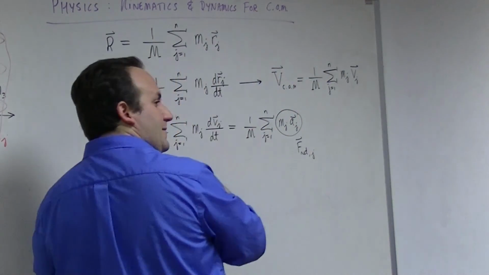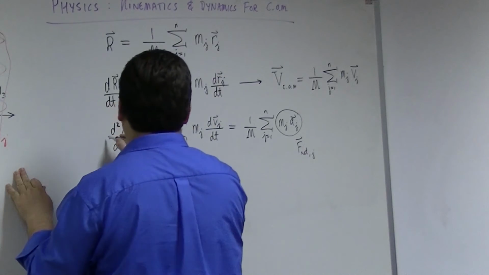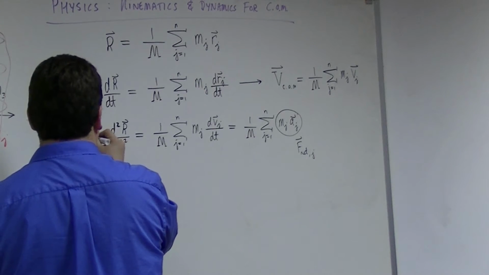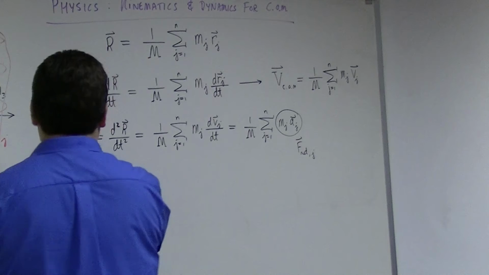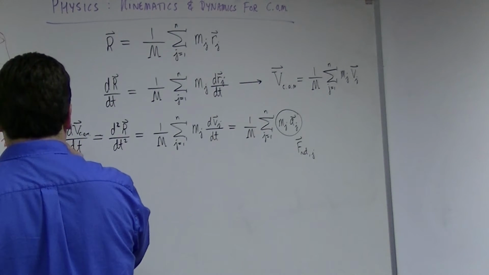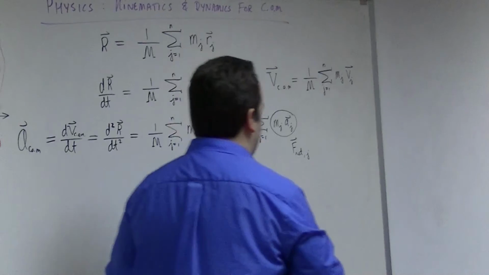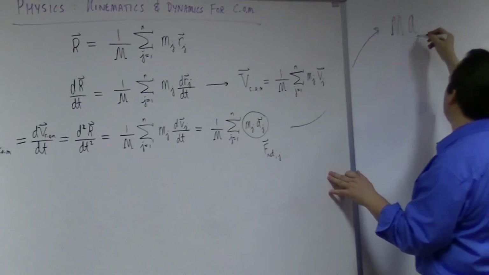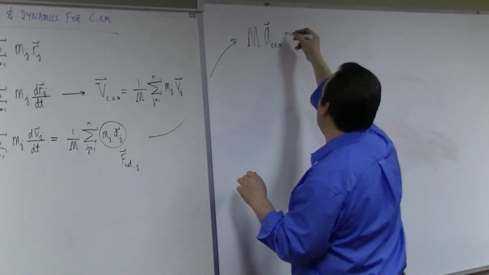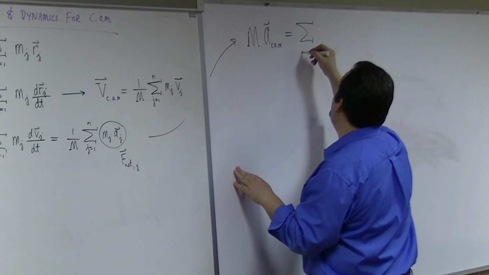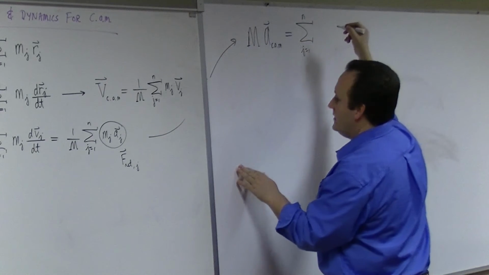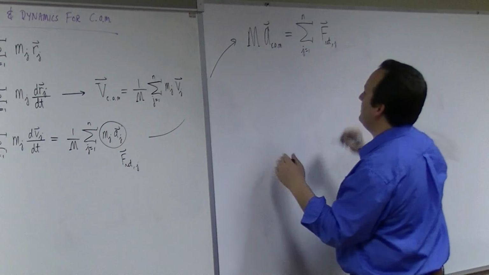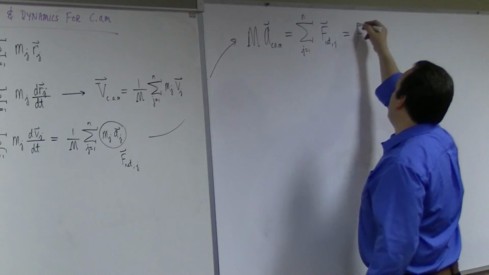And if I multiply this by m, what is this, by the way? This is d v center of mass over dt, right? So this is the acceleration of the center of mass. And so, tilt your head and squint, you can see that the total mass times the acceleration of the center of mass vector is equal to the sum, j equals 1 to n, of the net force on the jth particle. In other words, the net force on the system.